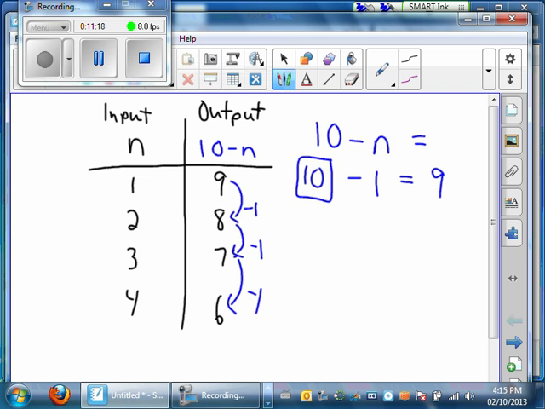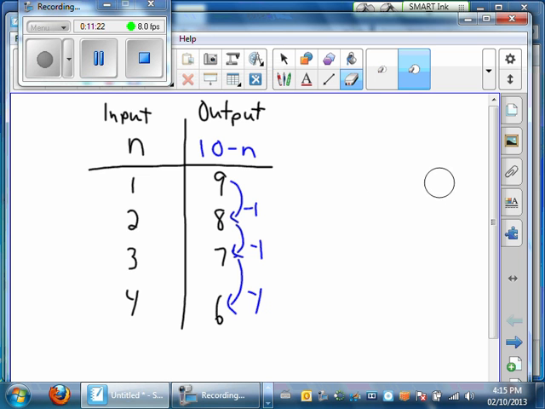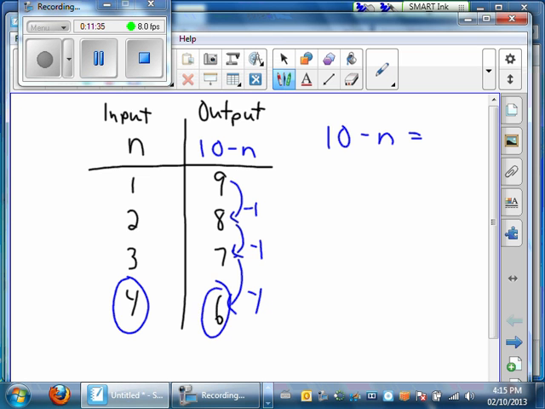Let's try a couple of others to see if that is in fact true. Well, let's try 4. So let's say 10 minus a number has to equal 6, and let's say that n is in fact 4. So what we're going to say is 10 minus 4 equals 6. That is a true statement. All right, let's take a look at another example where we're using this subtraction.